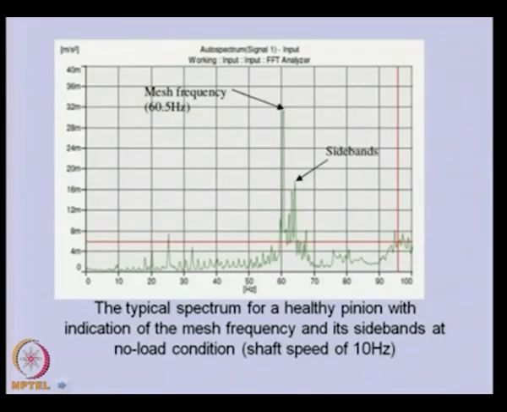This is a typical spectrum for a healthy pinion with indication of the mesh frequency and its sideband at no load condition. You can see that there is a mesh frequency for a typical gear and this kind of sideband. Only one side is there, but if the severity of the fault is more, then we can have sidebands on the other side of this main frequency. And this mesh frequency will always be there, but if there is a fault, then its amplitude will increase.